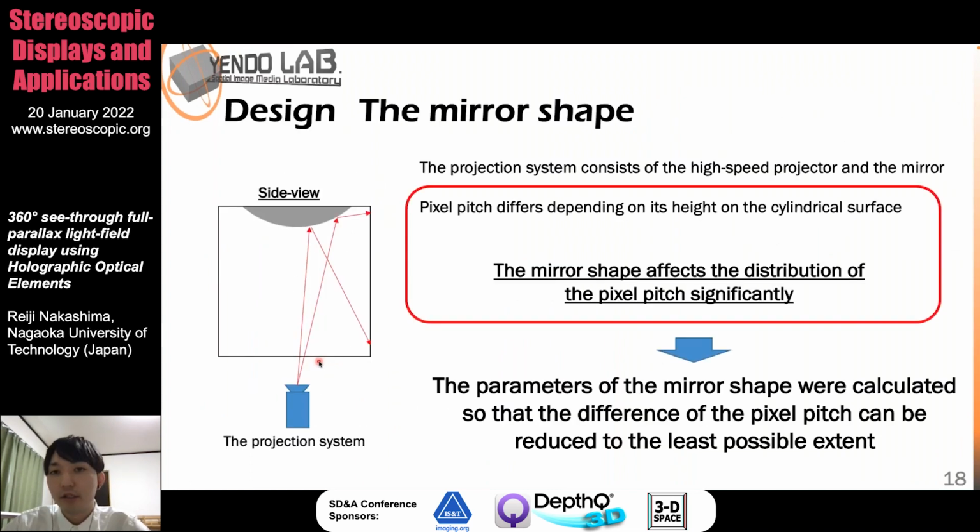The projection system consists of the high-speed projector and the hyperboloid mirror. This causes a problem. Because of the characteristics of the projection system, the pixel pitch differs depending on its height on the cylindrical surface. The mirror shape affects the distribution of the pixel pitch significantly. Therefore, the parameters of the mirror shape were calculated so that the difference of the pixel pitch can be reduced to the least possible extent.